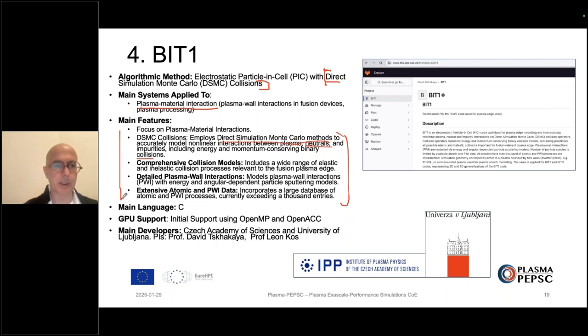So we're very happy to have them. The code is in C, using a minimum number of libraries, mainly MPI. As part of the project, we also started looking at supporting OpenMP and OpenACC, and we have initial support. The work is led by the Institute of Plasma Physics, Czech Academy of Sciences.